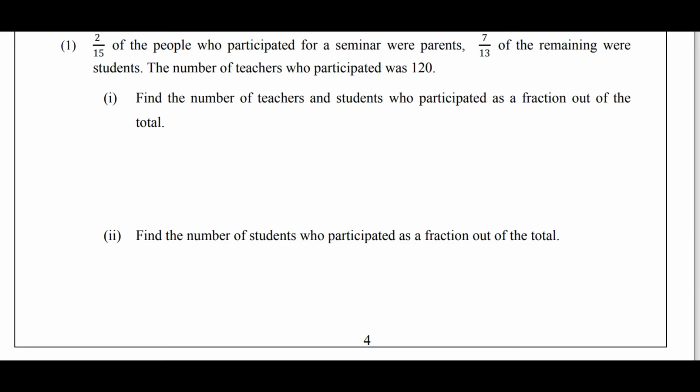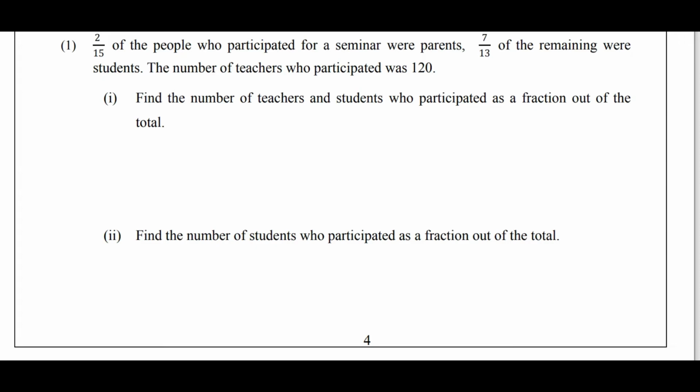The detail we have given here, there is a seminar. The participating categories are parents, students, and teachers. Only parents, students, and teachers. Find the number of teachers and students who participated as a fraction of the total is the Roman numeral 1 question. Here you can see 2 out of 15 of the people were parents. Then the others should be teachers and students.